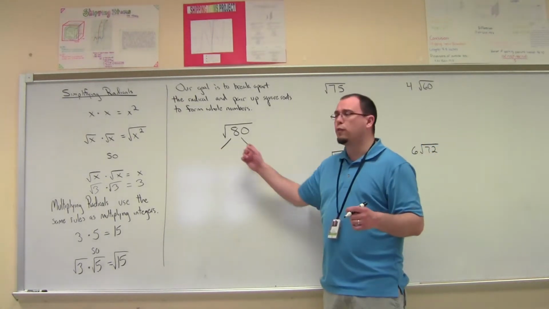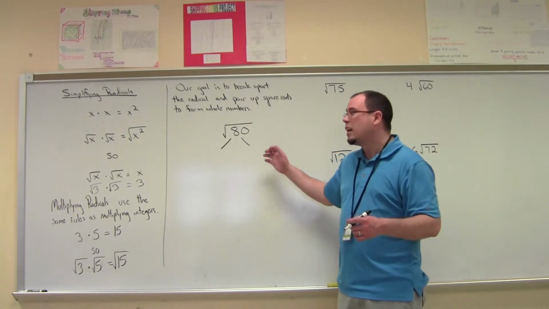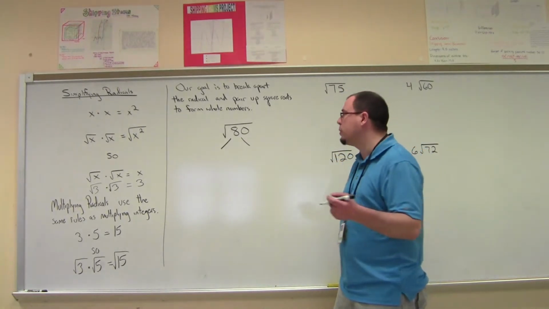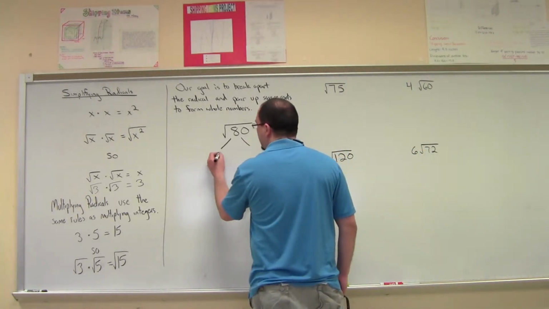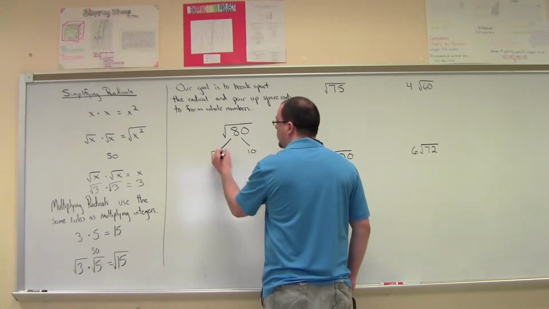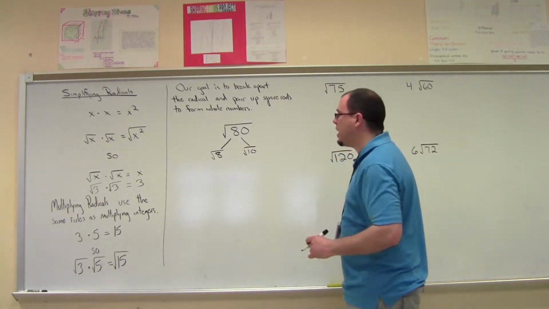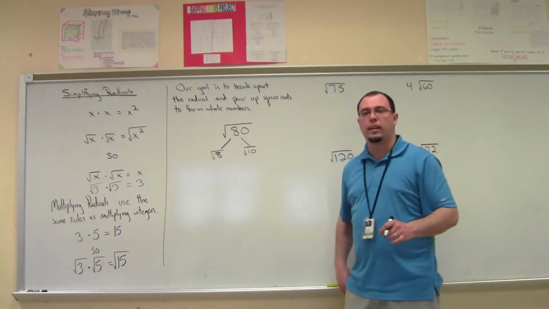So you could pick 2 and 40 if you wanted to, or 4 and 20, or 8 and 10, and so on. It's up to you which ones you go with. If I went with 8 and 10, this is what we would get. We would get the square root of 8, and we would get the square root of 10 multiplies to equal the square root of 80.